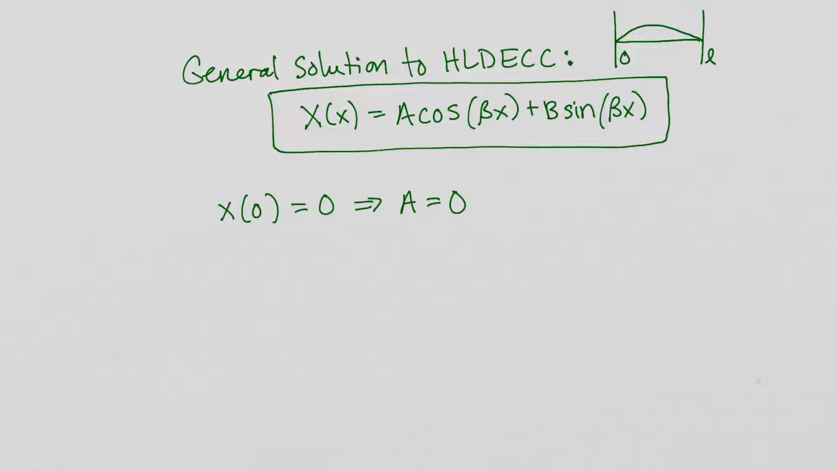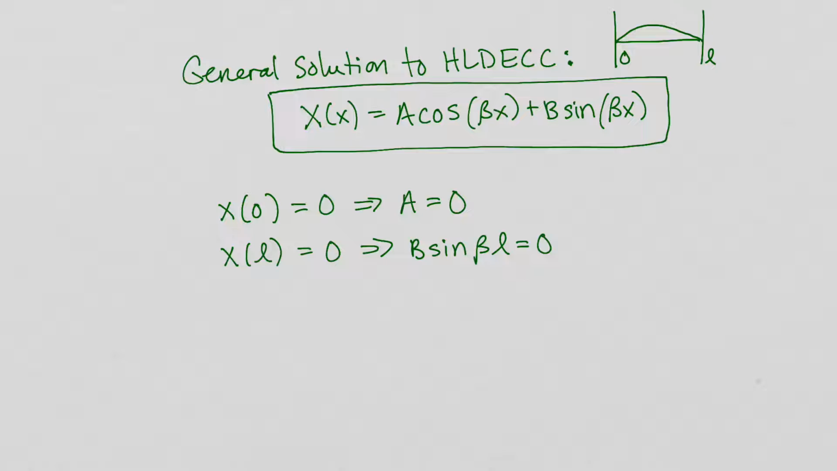Now is a good time to maybe pause the video and double check that result for yourself. Just plug in 0 for your x's. You have to remind yourself of the values for cosine of 0 and sine of 0. Take a minute and verify that result for yourself. Then we're going to do the same thing with our other boundary at L, which is 0 as well. So x of L also equals 0, but since we already have A equal to 0, that means our B sine beta L has to equal 0.